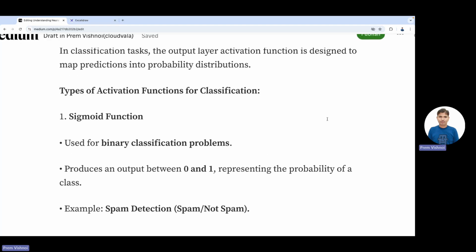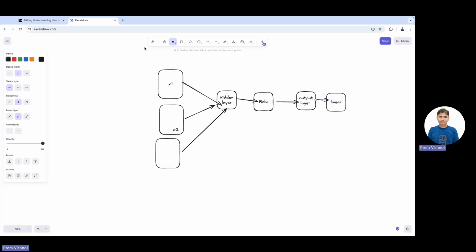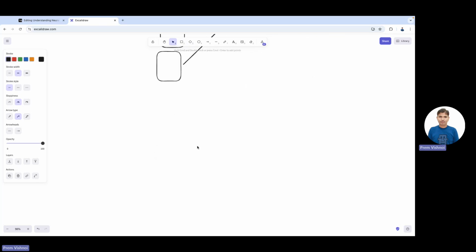Now I'm going to talk about various activation functions in detail. In my previous lecture I already talked about them, so I'm going to talk about the linear activation function. The linear activation function can be both positive and negative, right? So, linear. Let me talk about linear.